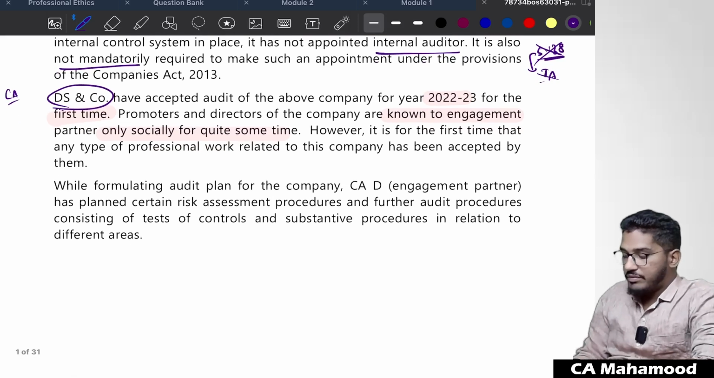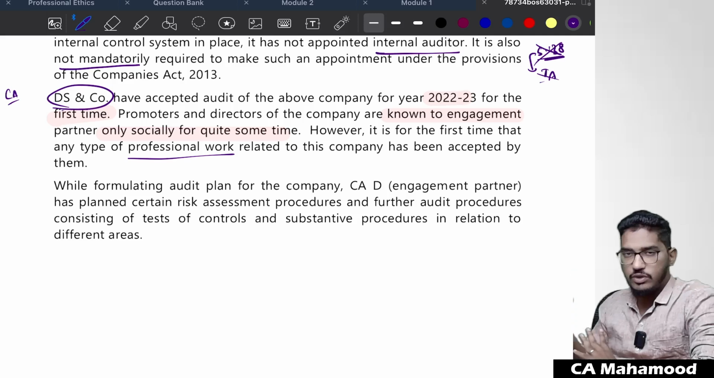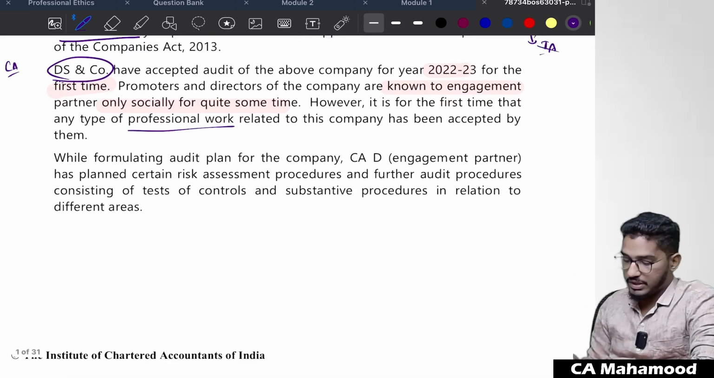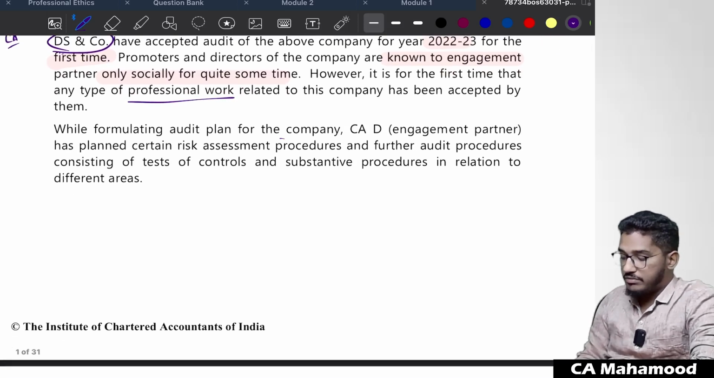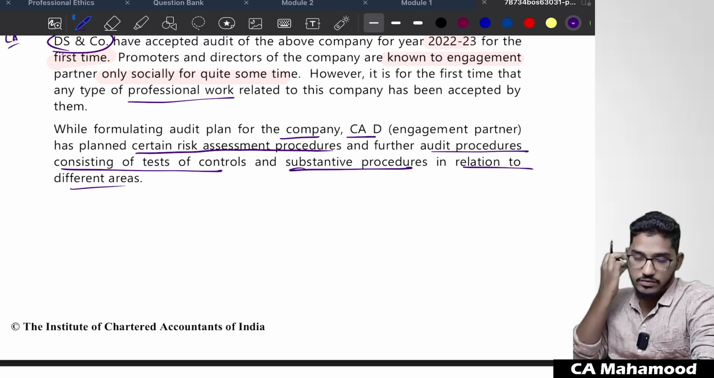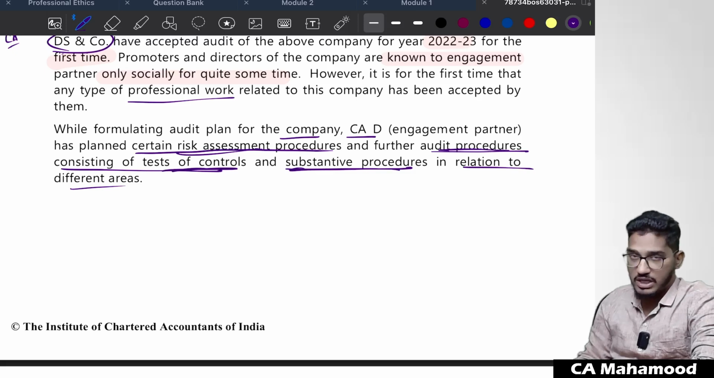Next one. However, it is for the first time that any type of professional work related to this company has been accepted by them. So they don't know the promoters so well for a very long period of time. This is the first time they have accepted professional work for this company. While formulating the audit plan for the company, the engagement partner has planned certain risk assessment procedures and further audit procedures, consisting of test of controls and substantive procedures in relation to different areas. So while planning the audit of this entity, in the audit plan, he included risk assessment procedures, further audit procedures, test of controls, and substantive procedures also.